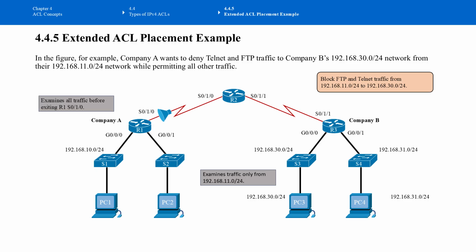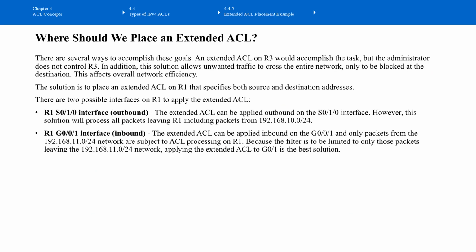The result is, for the 192.168.11.0/24 to FTP or telnet, and then to the 192.168.30.0/24 is denied. And the 192.168.11.0/24 to other traffic, and then to 192.168.30.0/24 gets permitted. A question can be, where should we place the extended ACL?